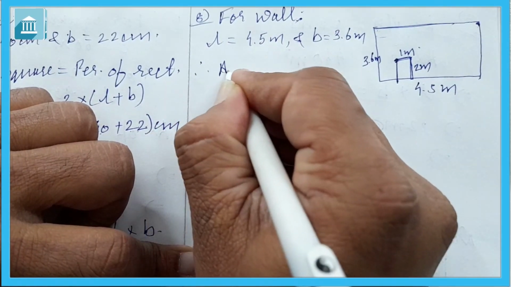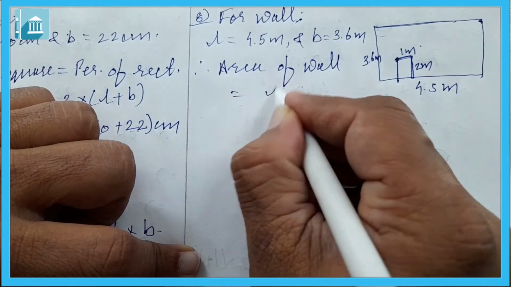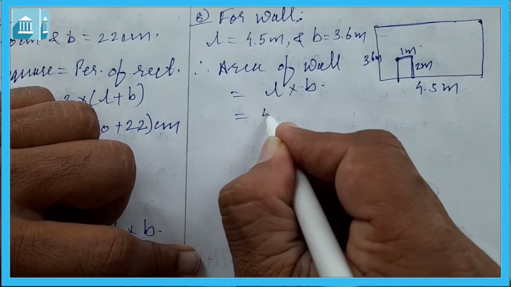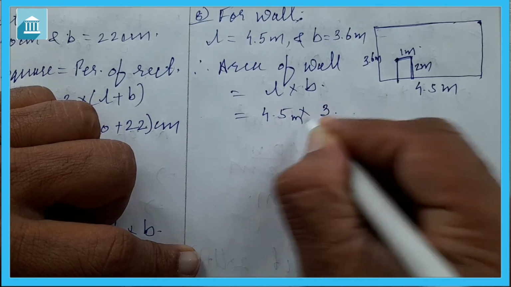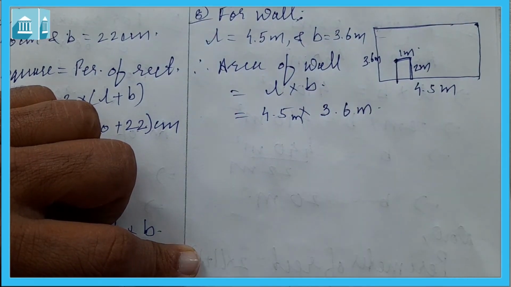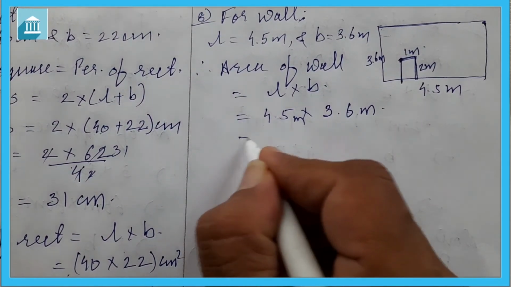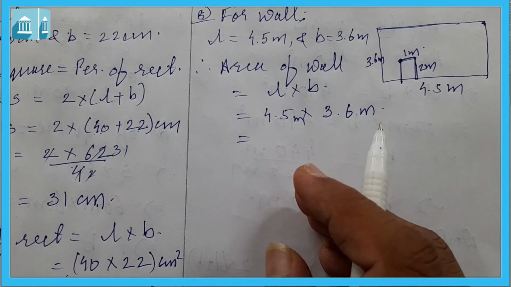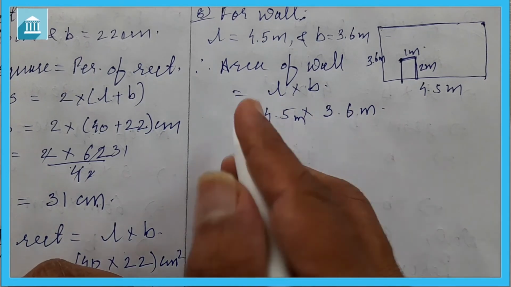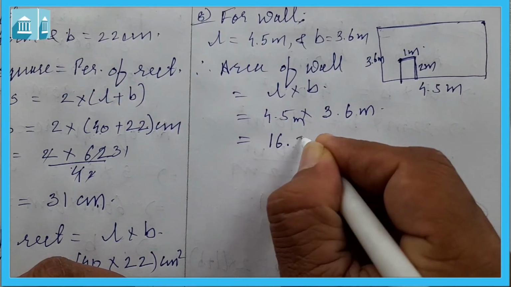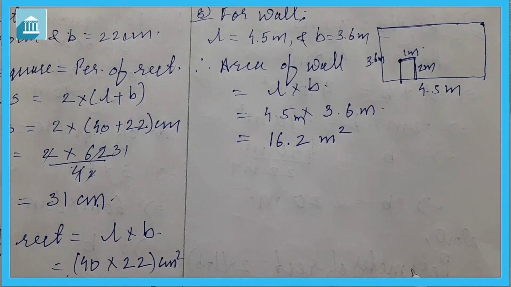Therefore area of wall is equal to L into B, which is equal to 4.5 meter into 3.6 meter, which will be 16.2 meter square. This will be 16.2 meter square.